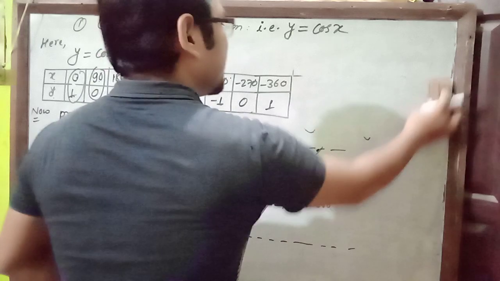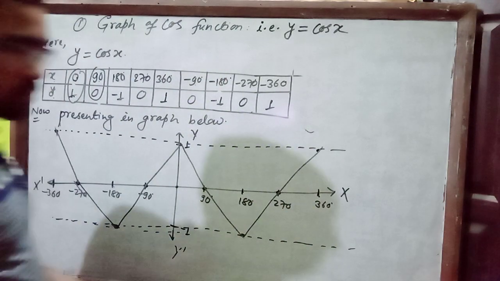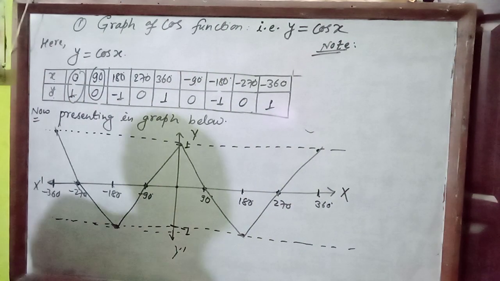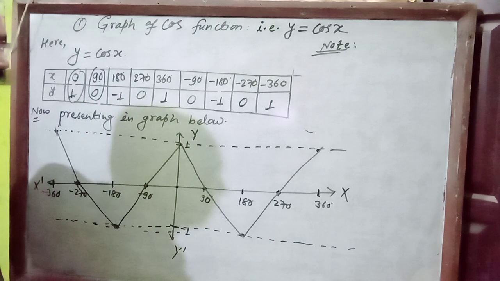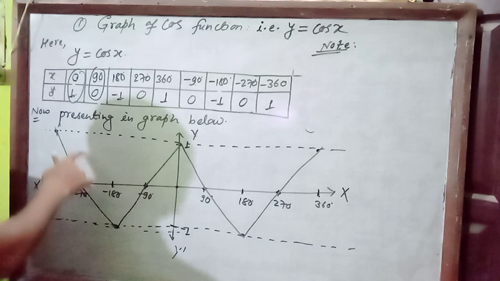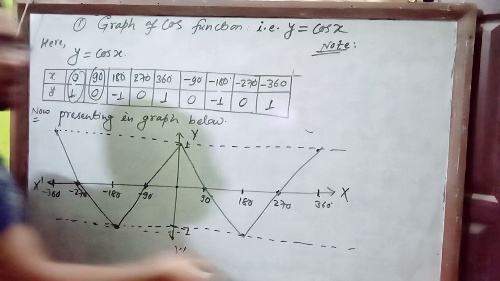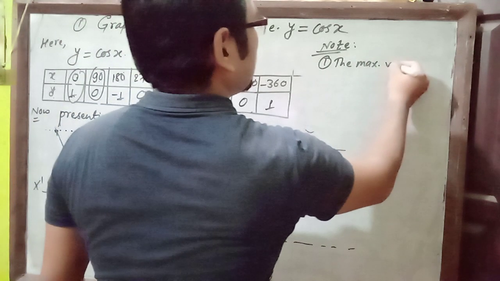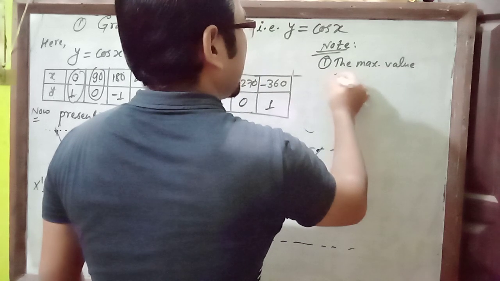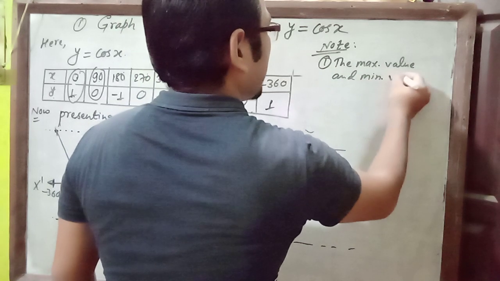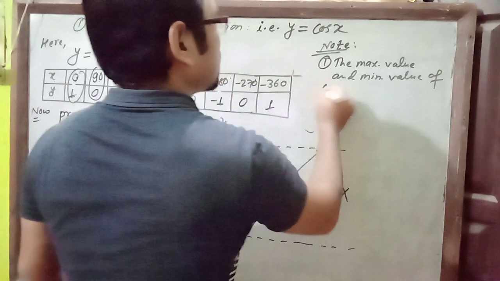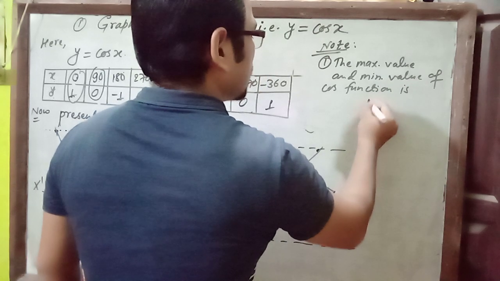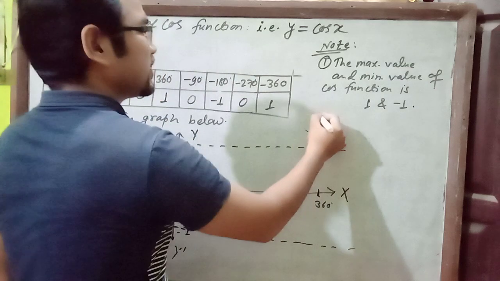Okay, and here some notes we can write. Everyone can tell me what the y-intercept is. Otherwise, the maximum value of the cos function is +1 and the minimum value is -1. We can write here the maximum value and minimum value of the cos function is +1 and -1. Like this we can write first number.